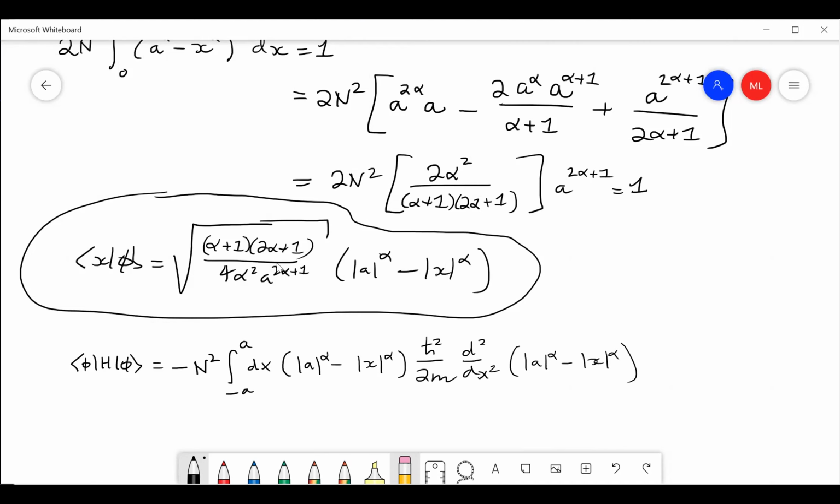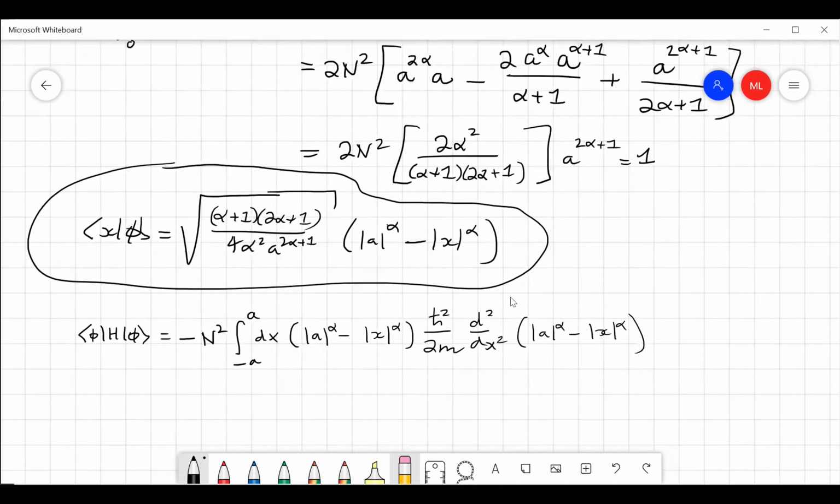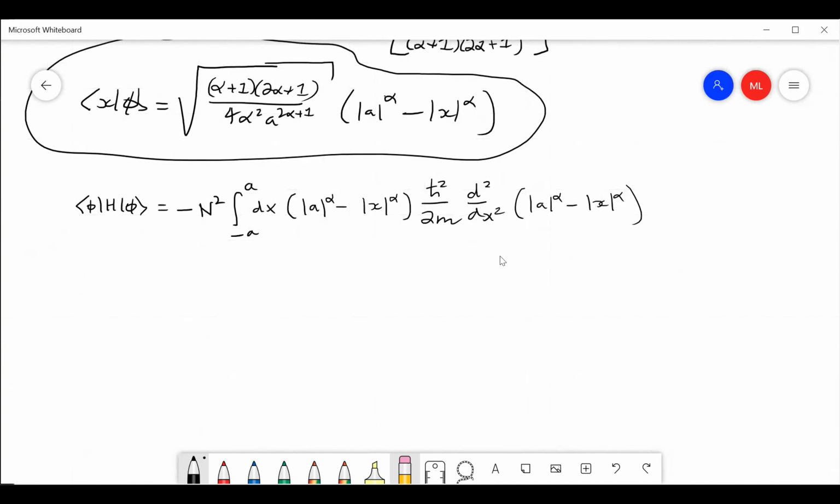So that's what it is. Now you just have to be careful to evaluate the absolute value properly. So again, this is symmetric across 0. So you can cancel this 2 over here and have this be minus n squared integral from 0 to a of dx. And now a is positive, so we can let that go. And now x is positive too.